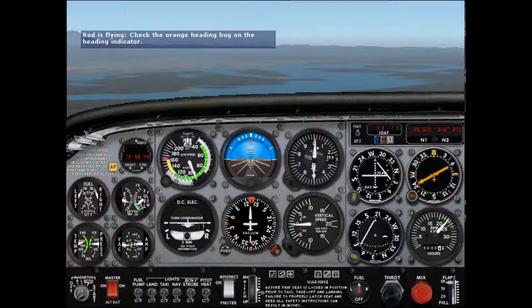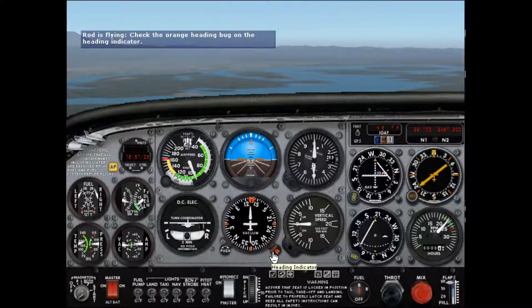I want you to try moving the heading bug indicator to a specific heading. Start by pointing your mouse at the knob on the lower right-hand side of the heading indicator. The mouse pointer changes to a hand with a minus or plus sign inside as you pass it from the left side of the knob to the right.